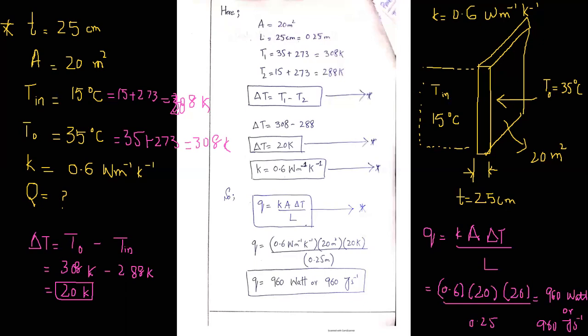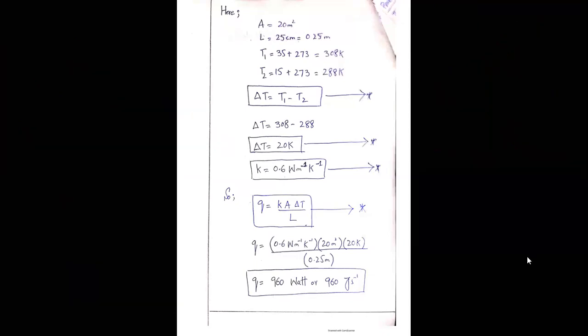We were given the initial conditions: the thickness and the area, the temperatures T in and T out, and the conduction constant K. We have to find the value of Q, the heat transfer through the wall. The formula is Q equals K A delta T by L. Putting in the values, we find the heat transfer equals 960 watts. This is the completion of the first case of the numerical.